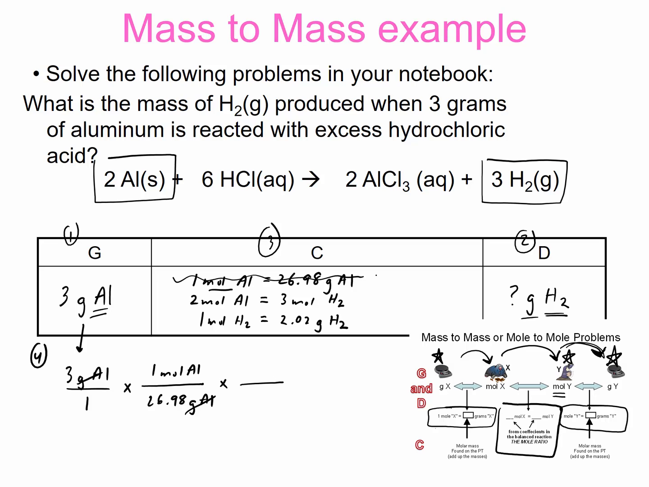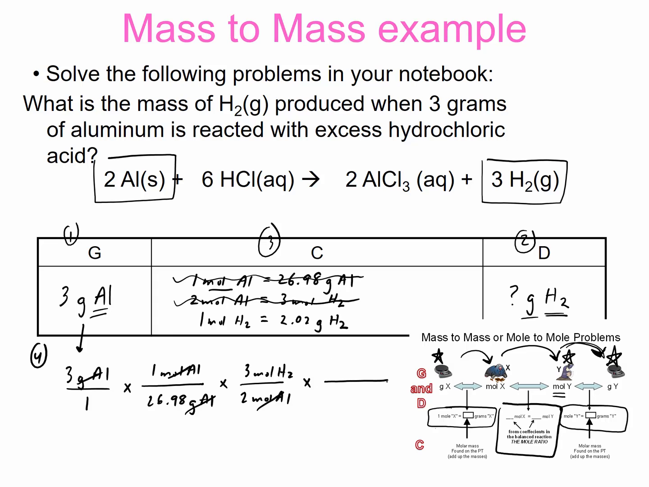Now here's the part where you go mole to mole and use the ratio they react in. I have moles of aluminum here, so here's moles of aluminum, the unit. So I'm going to put that right here. I'm going to write 2 moles of Al and 3 moles of H2 on top. So those two cancel, and I've used that conversion factor.